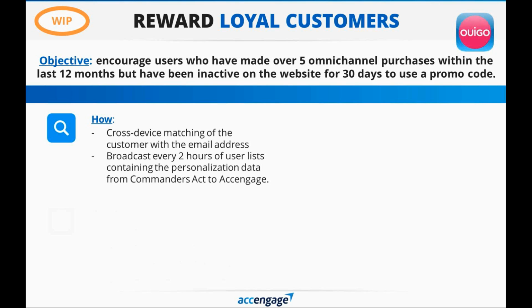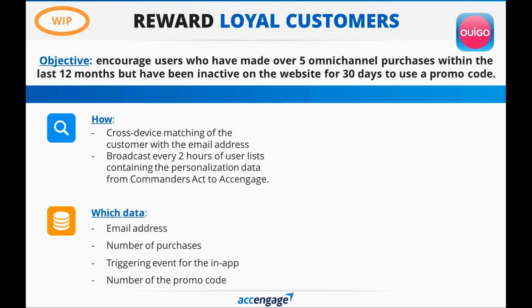And at Accengage, we receive those lists. We see exactly what devices correspond to those email addresses. We have access to the number of purchases of these loyal customers, and also to an event that should be triggered inside the application in order to show that message also with an in-app version of the message. And then, of course, we have the actual promo code.